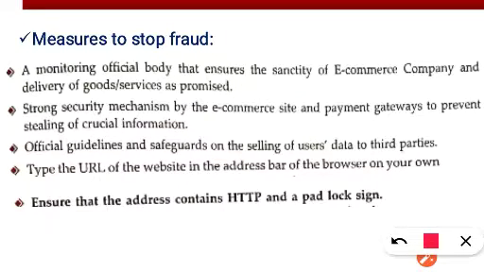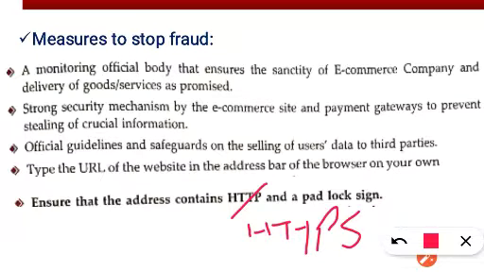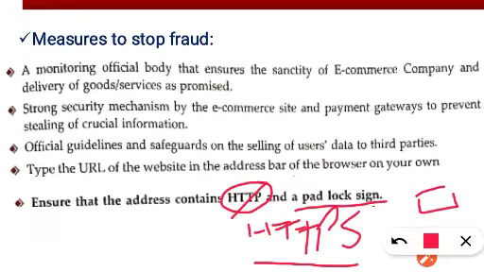It should be HTTPS. If it is HTTP, then please do not buy from that particular site. Getting it? So that HTTPS is very important. And this padlock sign, like this, a lock is shown.